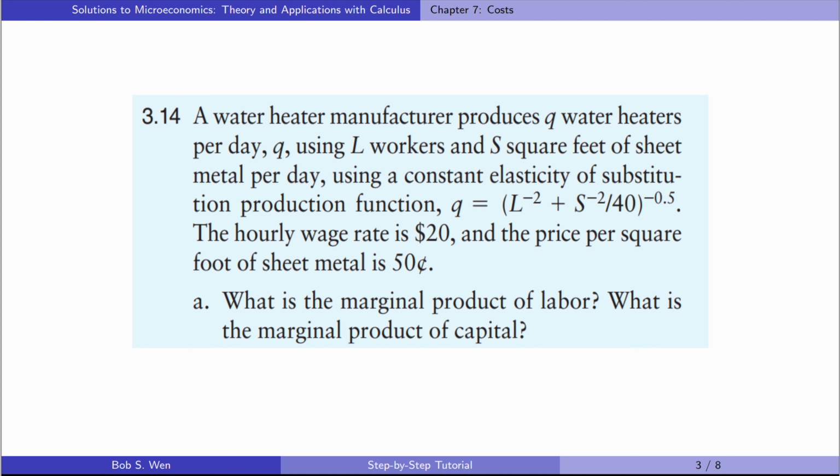Let's solve exercise 3.14. A water heater manufacturer produces Q water heaters per day, using L workers and S square feet of metal per day, using a constant elasticity of substitution production function. The hourly wage rate is $20, and the price per square foot of the metal is 50 cents. In part A, what is the marginal product of labor? What is the marginal product of capital?